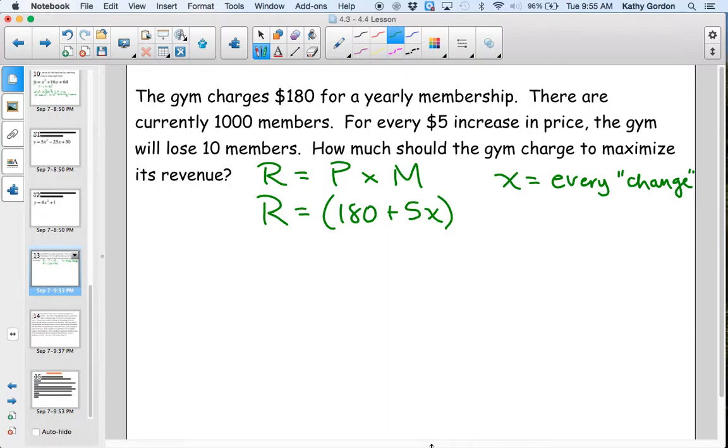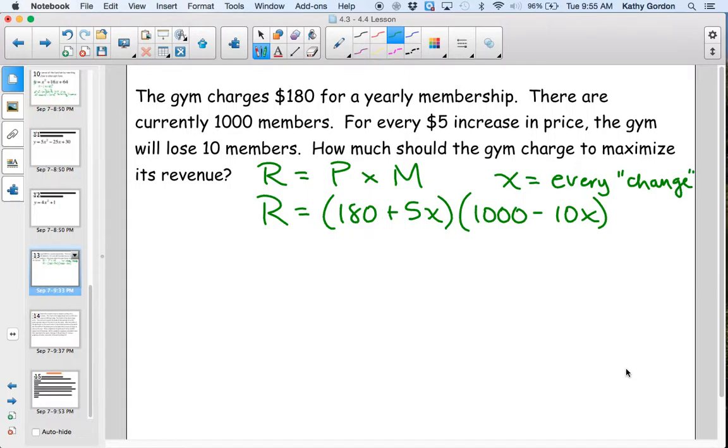Okay? Now, what about membership? Currently they have 1,000. What's happening with membership? If they do this increase, what happens to membership? They lose 10 members every time. So what's that expression going to look like? Minus 10x. So with every change of increasing $5, the change in membership is that we decrease by 10 members.